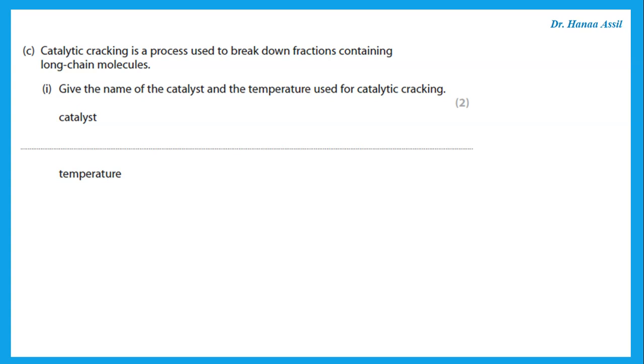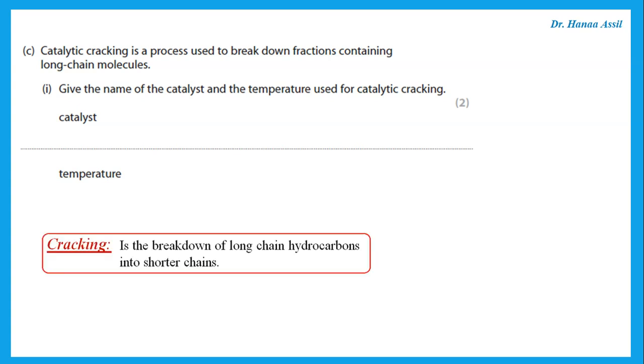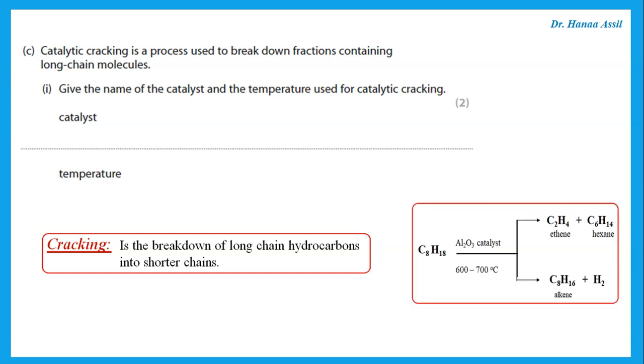Catalytic cracking is a process used to break down fractions containing long-chain molecules. Give the name of the catalyst and the temperature used for catalytic cracking. Again, remember, cracking is the breakdown of long-chain hydrocarbons into shorter chains. What is the catalyst and what's the temperature? The catalyst is aluminum oxide. Remember, you can refer to this as alumina or aluminium oxide, and 600 to 700 degrees Celsius.